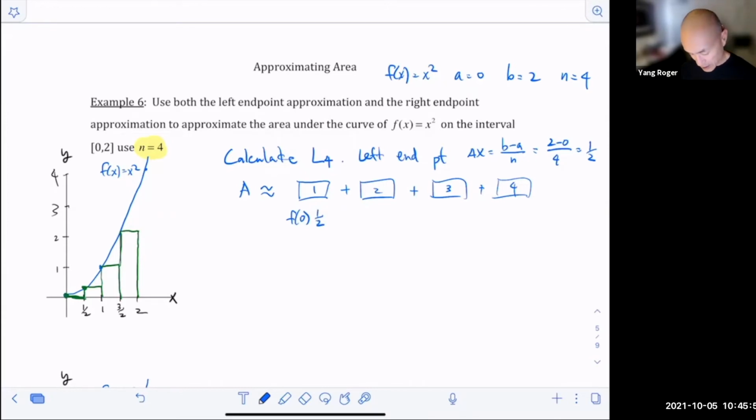For the second rectangle, I'm going to evaluate my function at the x value of 1/2, and then I multiply by the width of the rectangle, which is 1/2. For the third one, I evaluate my function at 1, and multiply by 1/2 because that's the width of the rectangle. And for the last rectangle, I evaluate my function at 3/2, and I multiply by 1/2 because that's the width. So I'm going to add the results of all those together.